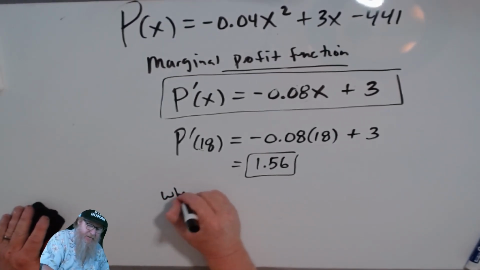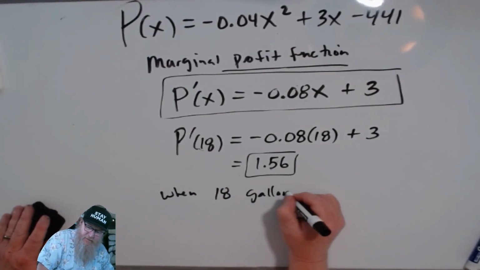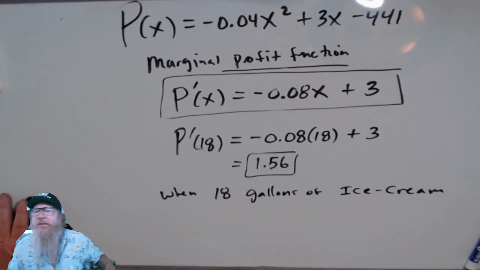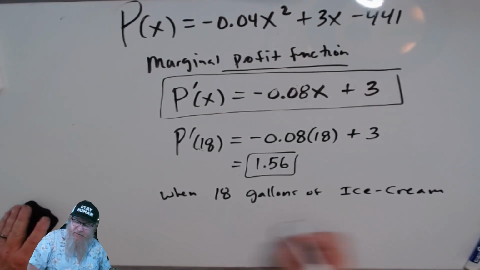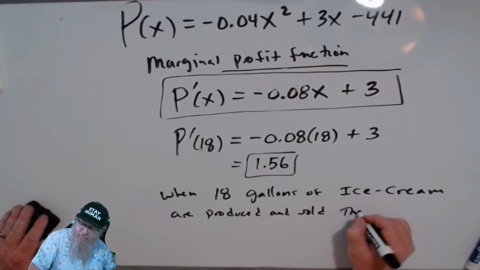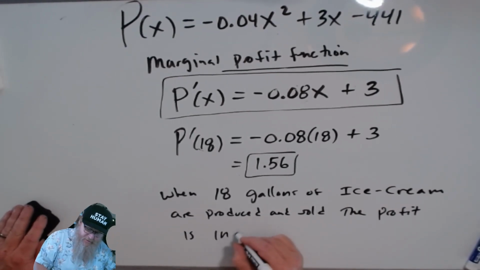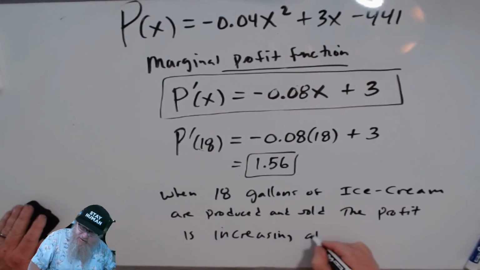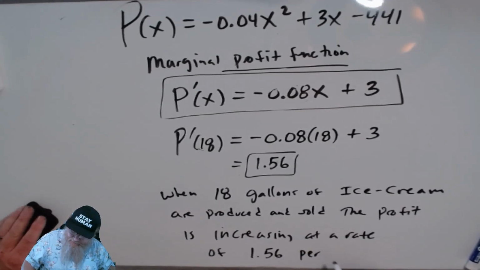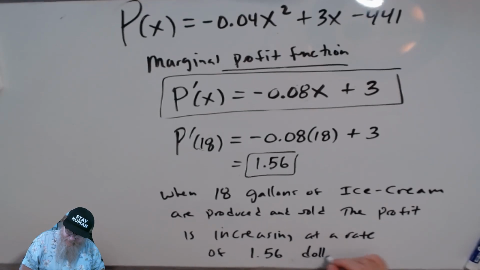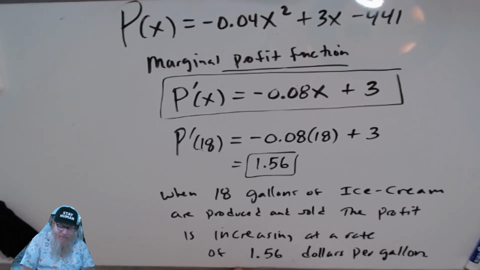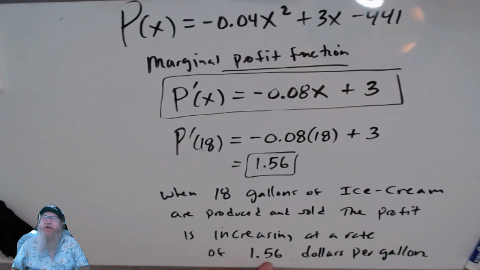So what does this mean? When 18 gallons of milk, or ice cream, whatever. I guess before it was milk. When 18 gallons of ice cream are produced and sold, the profit is increasing at a rate of $1.56 per gallon.